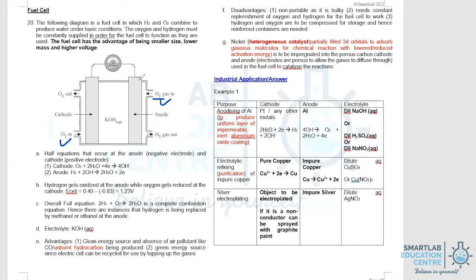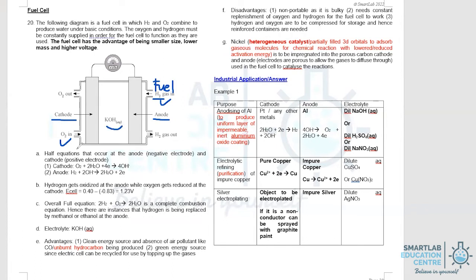When given a setup as such, the fuel at the electrode is being oxidized. Since it's being oxidized, the reaction that takes place at this electrode must be oxidation, and therefore this electrode has to be the anode. Conversely, as explained earlier, oxygen is an oxidizing agent, which means it will reduce. Since reduction occurs at the cathode, this electrode must be the cathode. The medium used for this example is alkaline.